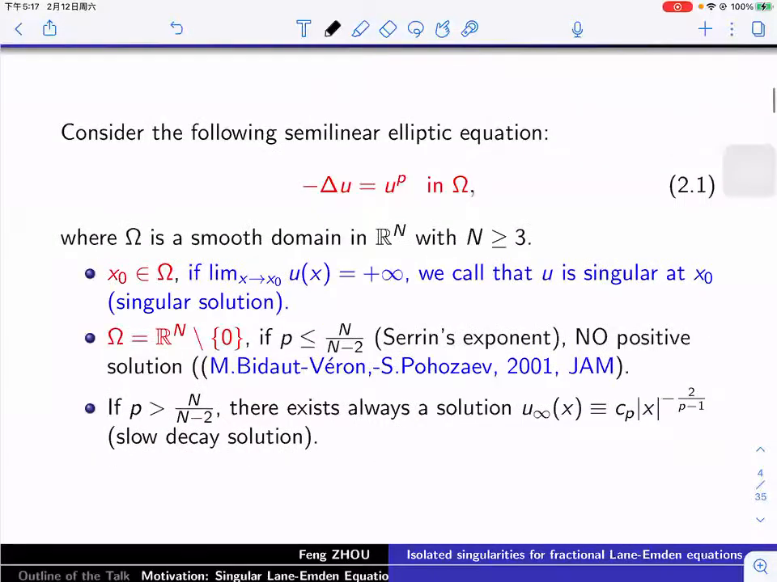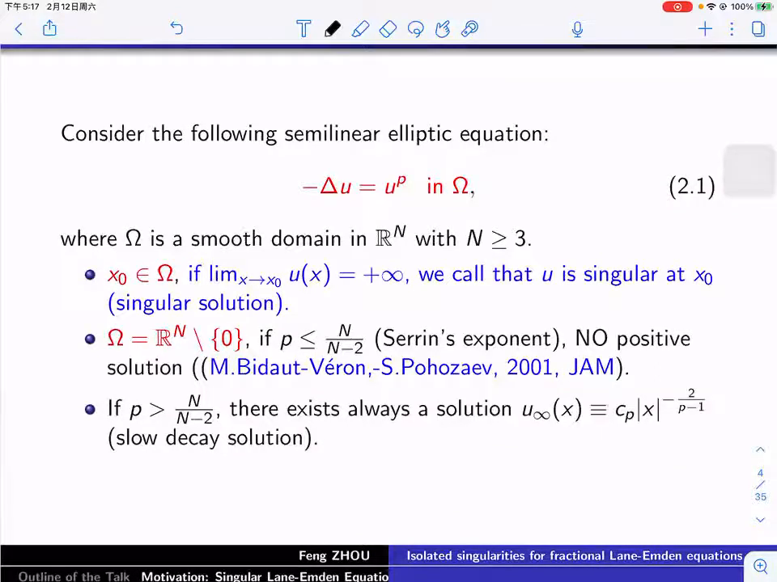So we consider the following equation, and singularity means the solution near this point is not bounded. The basic result is that for p less than n over n minus 2, which is called the Serrin exponent, there are no positive solutions for Omega equal to R^n minus 0. For example, this is due to Bidaut-Véron and Pohozaev at the beginning of this century.